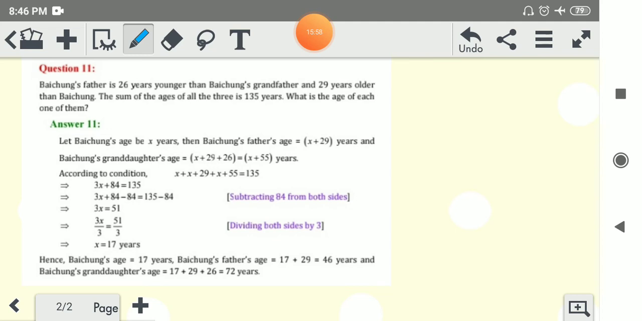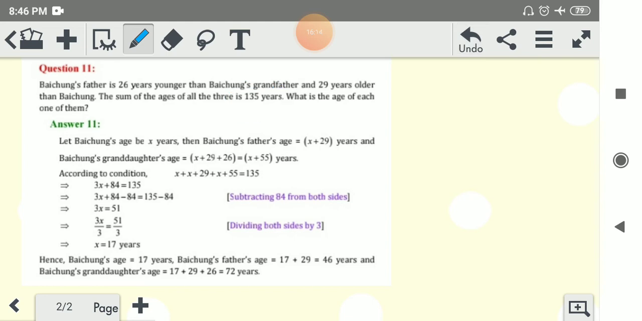Question number 11: Baicheng's father is 26 years younger than Baicheng's grandfather and 29 years older than Baicheng. The sum of their ages is 135. What is the age of each one?